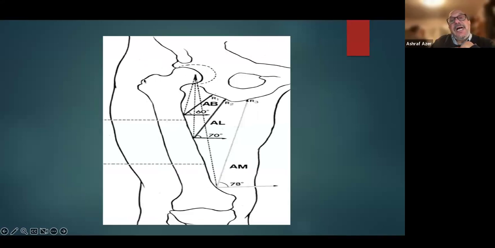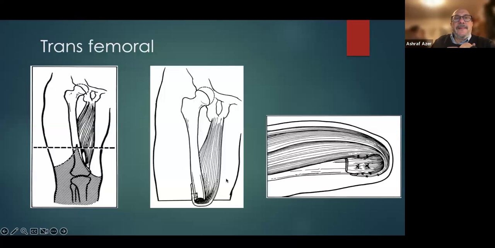So this is the idea of how to keep it in place. When we amputate, the aim is just to keep this biomechanics intact. And why is that? You'll know that in a minute.